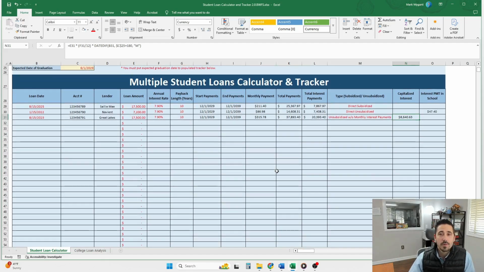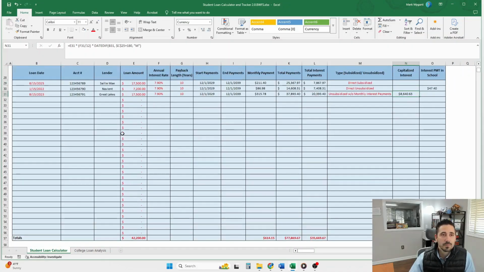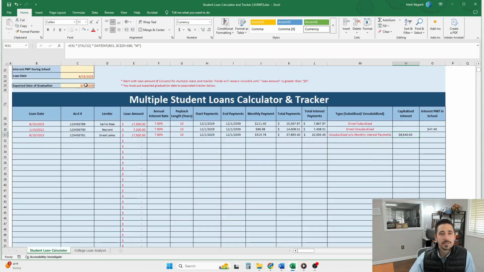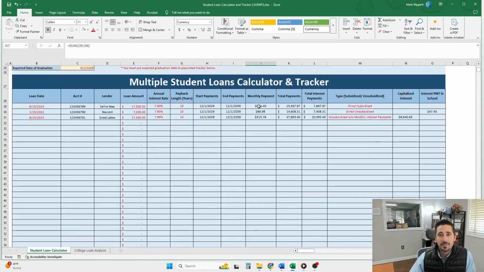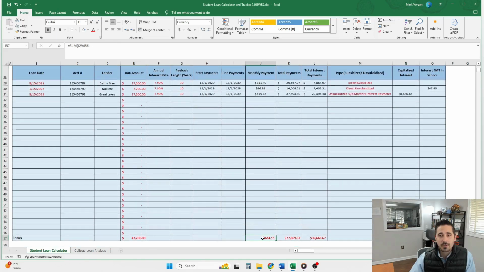Just so you know, if you scroll down here, I left enough room for probably plenty of student loans for almost everybody. This gives you an idea. If I just had these 3 loans and that's all I needed, and I was going to graduate 4 years from now, this is a rough idea of the monthly payment that I'm going to have when I graduate.